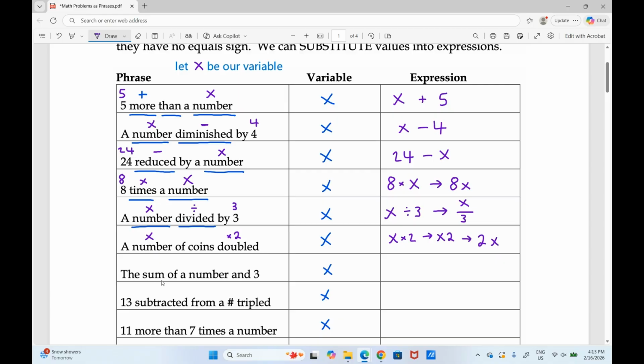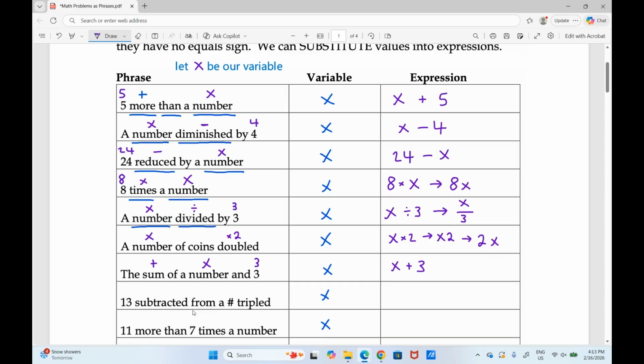Now, the sum of a number and 3. So sum means to add. A number could be x, and then you have 3. So the sum of a number and 3, this would just be x plus 3. And I wrote x first because we're reading left to right, it comes on the left-hand side first. Now, here I have 13 subtracted from a number tripled.